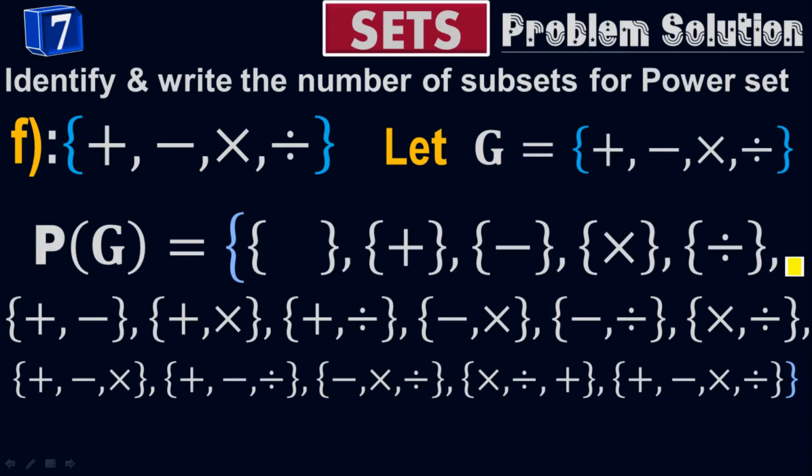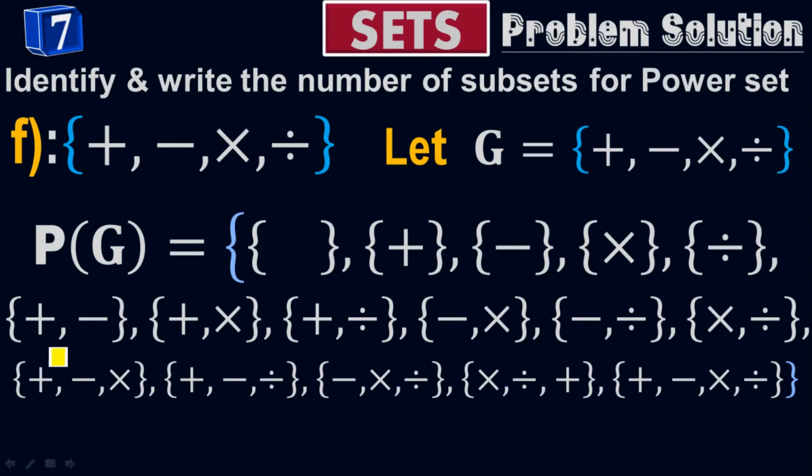We need a total of 16 subsets, so let me check. 1, 2, 3, 4, 5, 6, 7, 8, 9, 10, 11, 12, 13, 14, 15, 16. So we have all the subsets. There are a total of 16 subsets for G. As usual, first we started with the empty set, and then we took all the elements individually: addition, subtraction, multiplication, and then division.